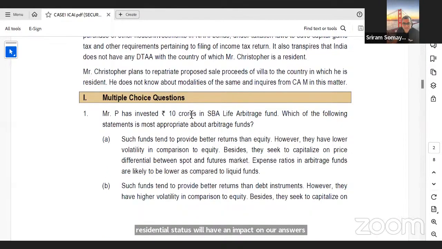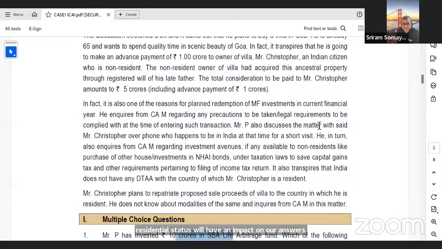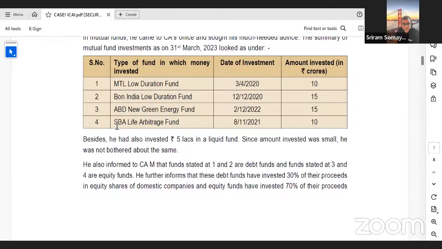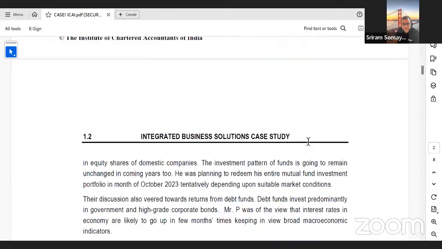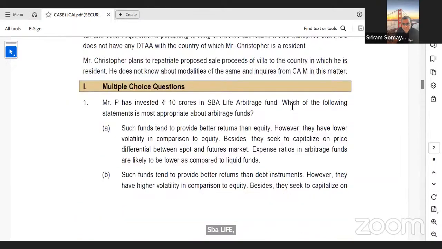Mr. P has invested 10 crores in SBA Life Arbitrage Fund. Is that what they said? SBA Life Arbitrage Fund, 10 crores. Great. Then, which of the following statements is most appropriate about arbitrage fund?